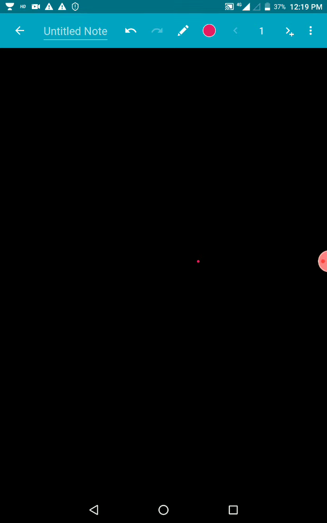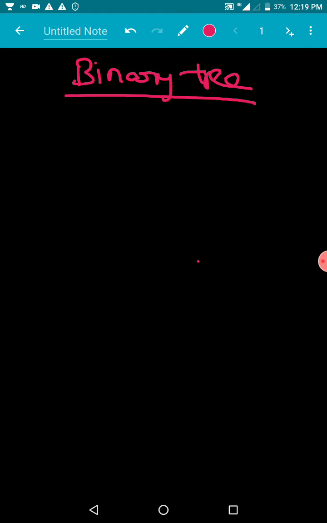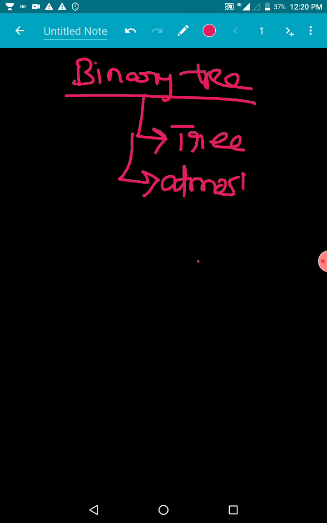Hi folks, the task is how to find the height of the binary tree. I assume you know somewhat about binary tree. The binary tree is a tree and each node having at most two children, which means each node has zero child or one child or two children.